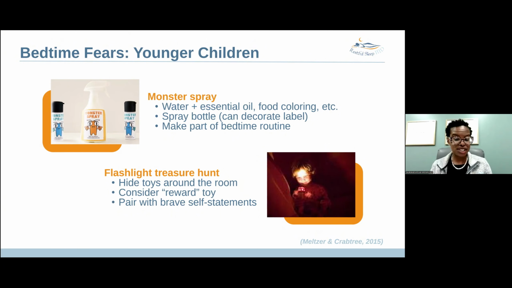And then I love the flashlight treasure hunt. You can hide toys around the room and have them go around either with a flashlight or in the dark to explore and find those toys. And you pair it up with very brave self-statements. I am strong, I am bold, those kinds of things.